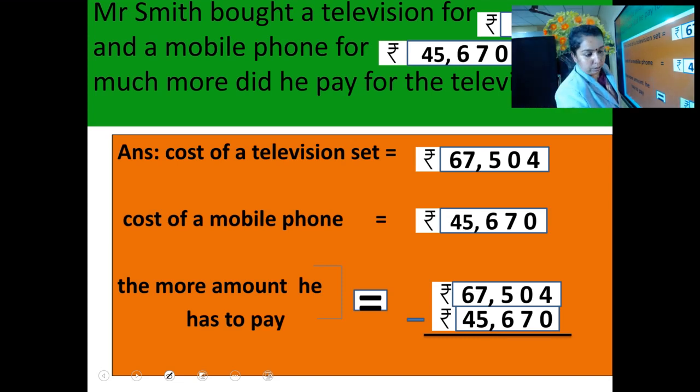4 minus 0, 4. 0 minus 7. Can you do it? No. So what do you have to do? You have to do the borrowing. So 5 becomes 4. Then 0 changes to 10. 10 minus 7 is 3. Then 4 minus 6. Again 4 is a smaller number. You have to borrow for the subtraction. This becomes 6. This 4 becomes 14. 14 minus 6 is 8. Then 6 minus 5 is 1. 6 minus 4 is 2.